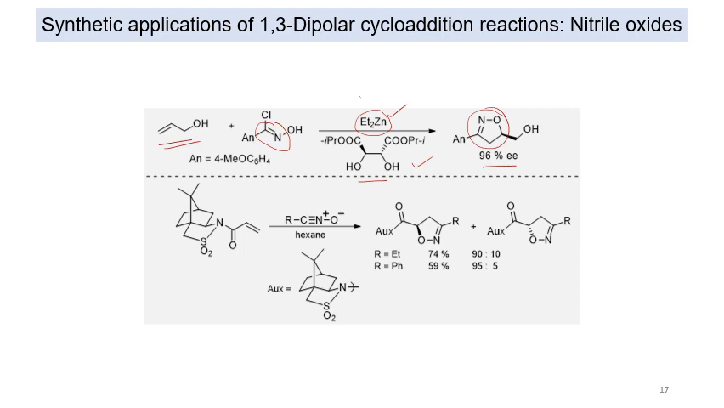In another case, the chiral auxiliary is used. This is called the camphor sultam. This is now coupled to a dipolarophile. This now undergoes a wonderful 1,3-dipolar cycloaddition to give you in very high selectivity, as you can see here, the cycloadduct, which can be very easily converted into beta amino alcohols using reductive cleavage.